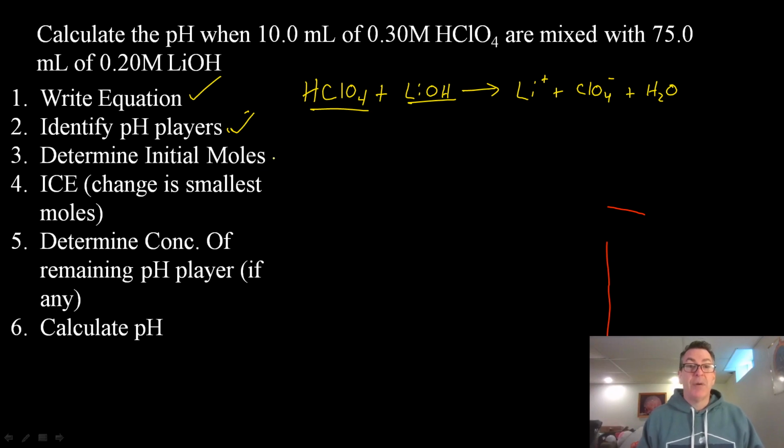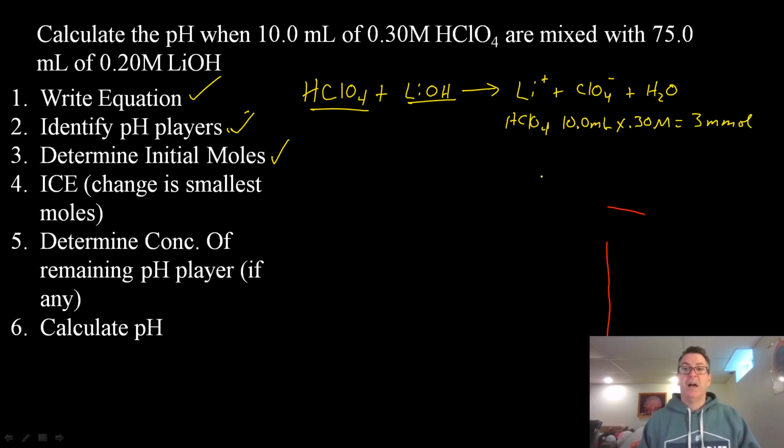So next thing we're going to do is figure out the initial number of moles of each pH player. So in this case, just the HClO4 and the LiOH. For the HClO4, to find the moles, or we're actually going to do millimoles, we're going to do volume times concentration for each substance. So for the HClO4, according to our problem there's 10 milliliters of the HClO4, and we're just going to multiply that by its concentration, which is 0.3 moles per liter. And so that's going to be 3 millimoles of that.